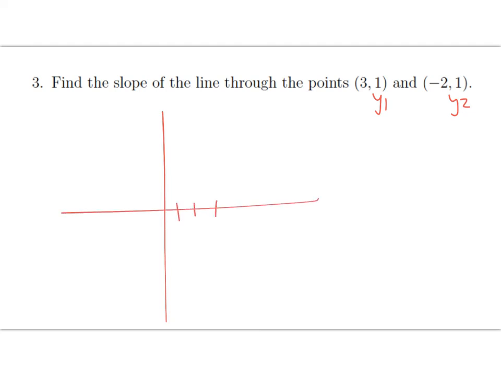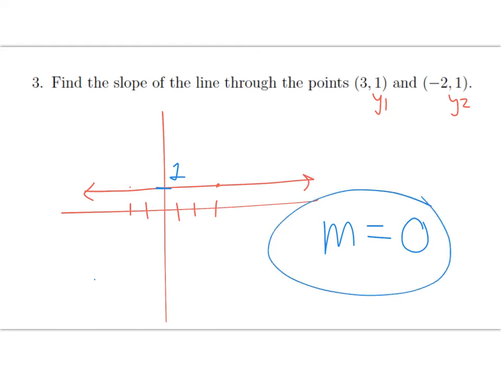We have 3, 1, and we have negative 2, 1. Notice the y values are the same. So this function is not changing. It's flat. The slope is 0. It's not undefined.